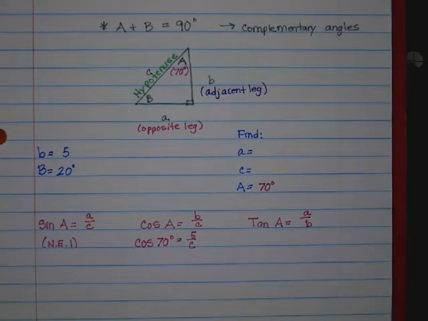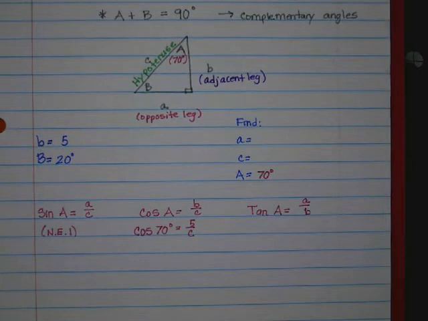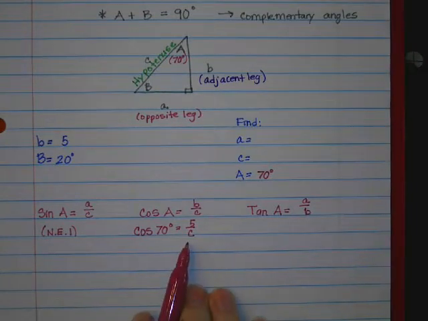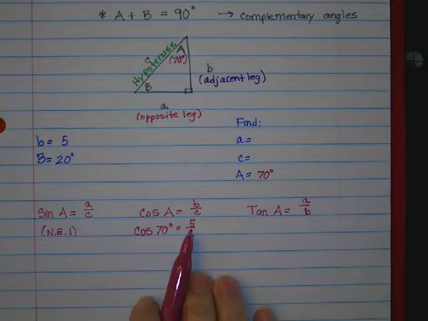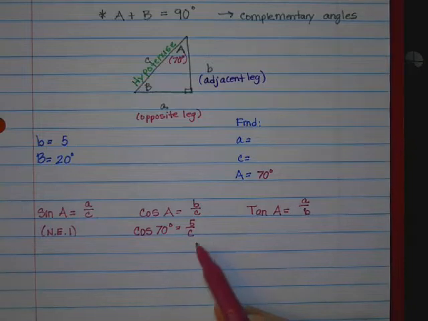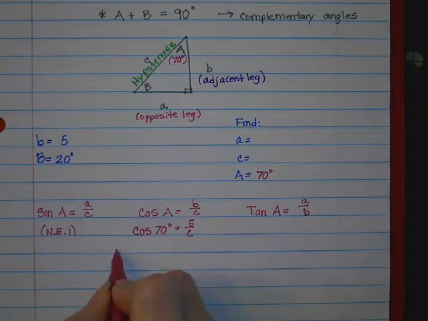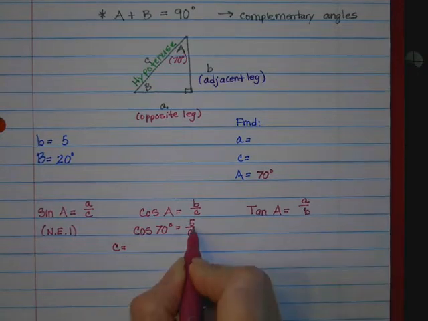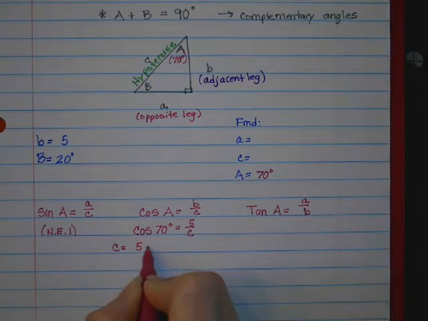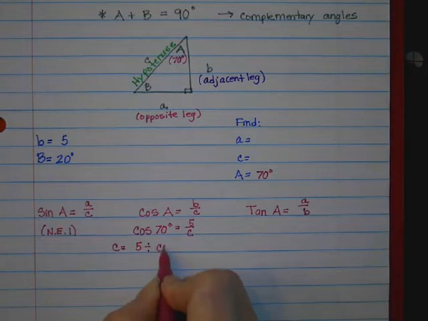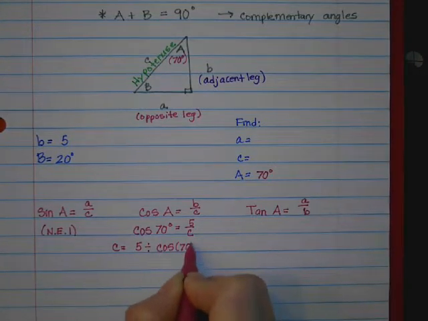So last year or the year before in geometry, I taught you guys that when the variable is in the denominator, we divide, and when the variable is in the numerator, we multiply. So looking at this fraction, 5 over c, is my variable c in the numerator position right now, or is it in the denominator position? That's right, Jaden, it's in the denominator. So since my variable is in the denominator position, to find the value of that, I divide. I take the side, 5, and I divide it by the trig ratio, which is the cosine of 70 degrees.